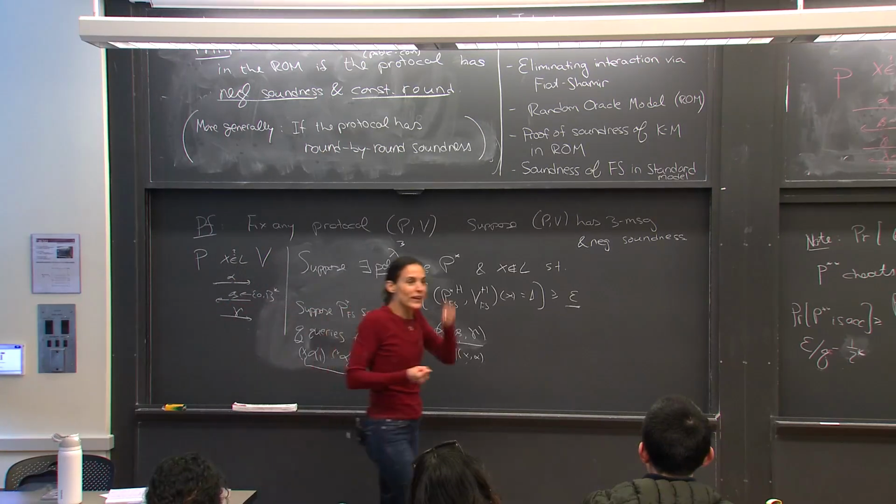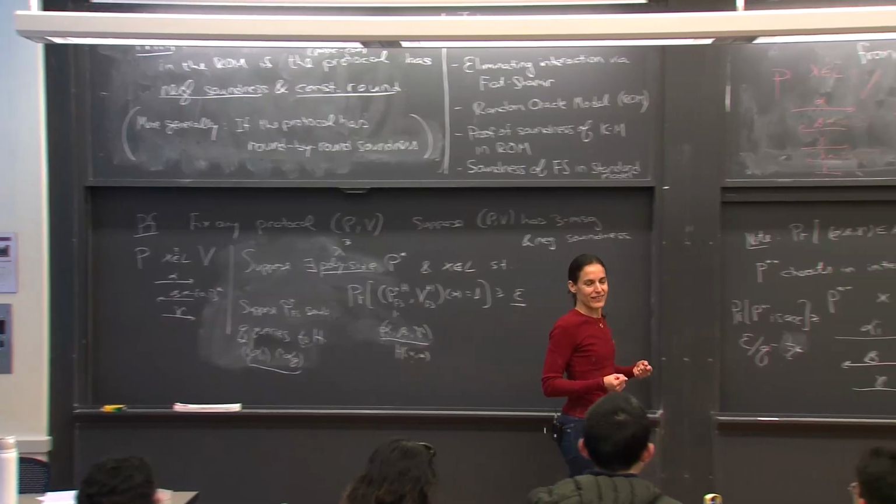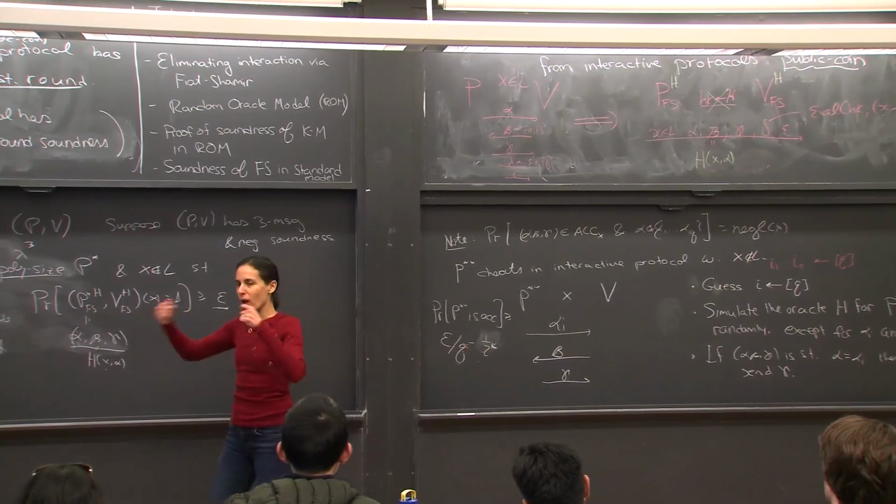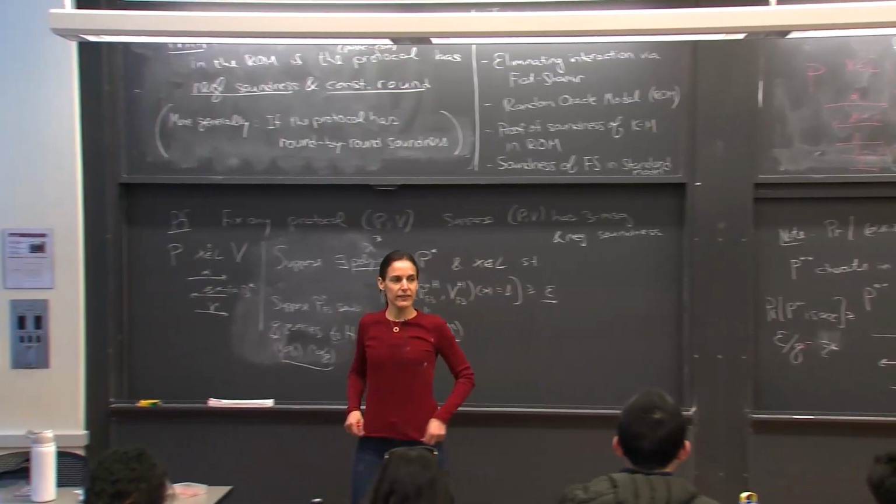But for me to be sound, I need to make all these guesses correctly. And each guess succeeds with probability 1 over Q. So that's why the probability decays a lot.